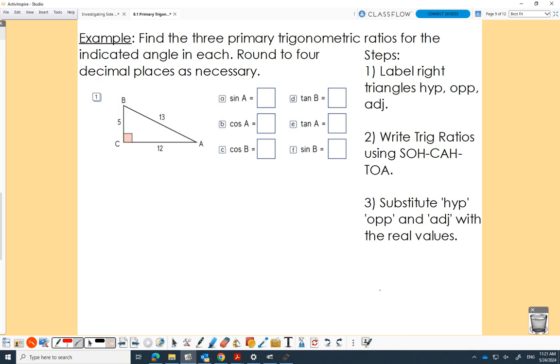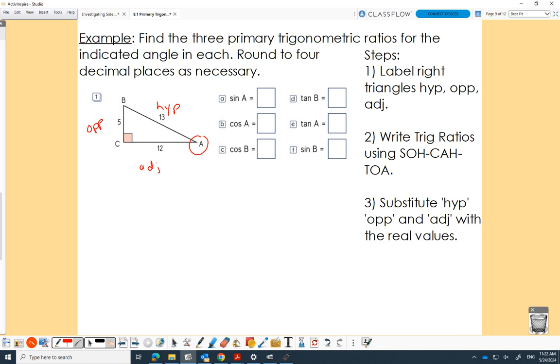Oh, it tells you: sine A, cos A, tan A, cos B, sine B, tan B. Okay, whoever typed this up was like, let's make sure you know what you're doing here. I suggest you do all the A's first. Circle A and use that to label the sides: opposite, adjacent, hypotenuse. And once you're good at that, this goes really fast.